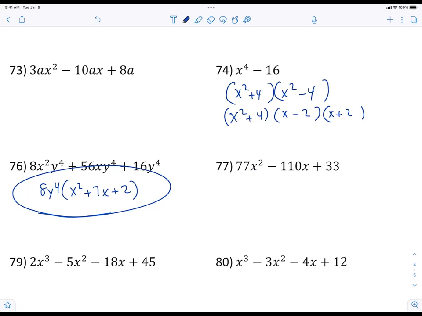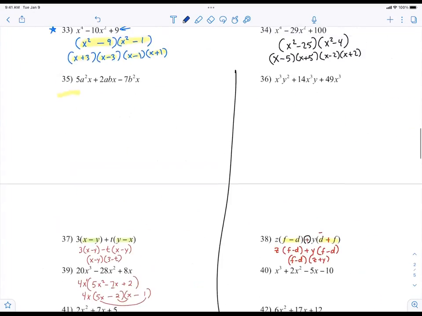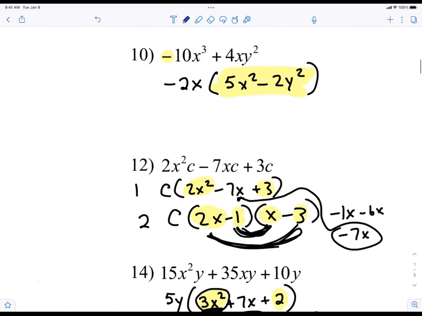Can we go to 10? Yeah, I don't mind. That's it. There's just a common negative 2x. Oh, okay. The middle term can't factor.